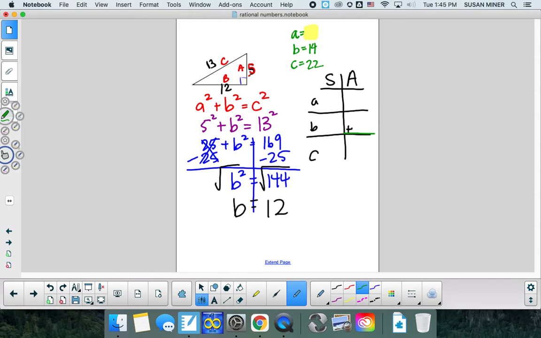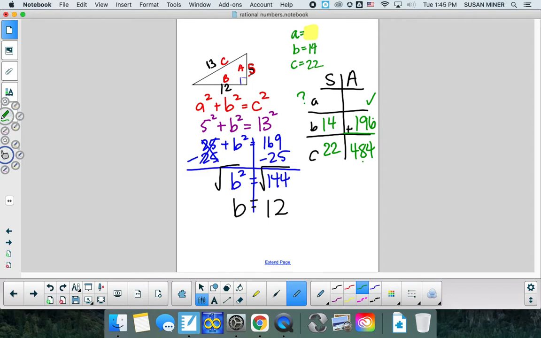I do not know what A is. I have nothing for A, but I do know that the side length of B is 14. So 14 squared is equal to 196. And I do know that C side length is 22, and so 22 squared is 484. I know that this plus 196 has got to be equal to 484.